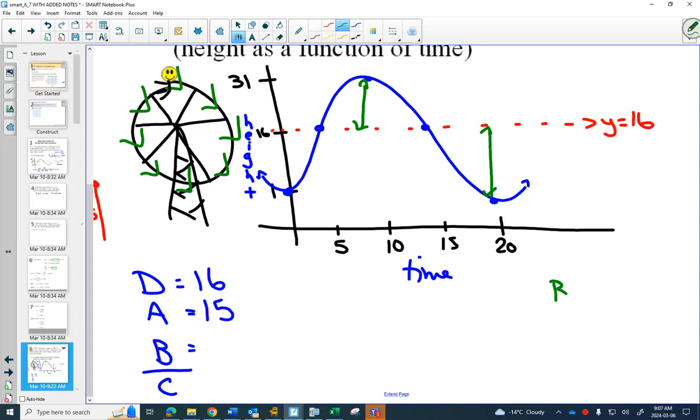Our B value is 2 pi over our period. It takes 20 seconds to go all the way around. So our B value is 2 pi over 20. Yes, you can reduce that to pi over 10, but I actually like to leave it as 2 pi over 20 because then the period shows up in my formula. I can see the 20 on the bottom, and I'm like, oh yeah, that was the period of my function. Kind of helpful that way.